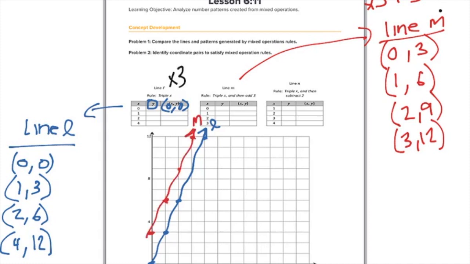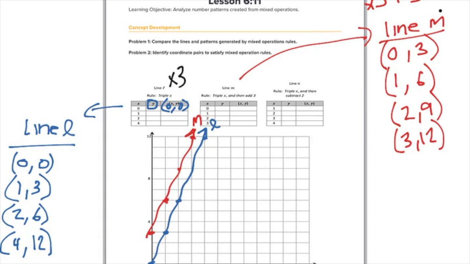Okay, you should have line L and line M now plotted. What do you notice about them? When you come into office hours, this is something I'm going to ask you. You should be realizing that if they were straighter lines than what I drew, they are parallel lines. And line M does not go through the origin. It's a multiplication rule that doesn't go through the origin.